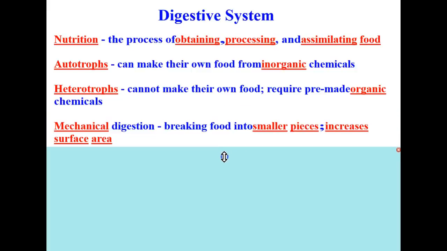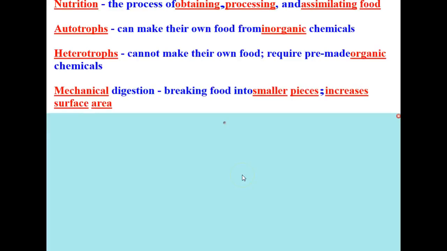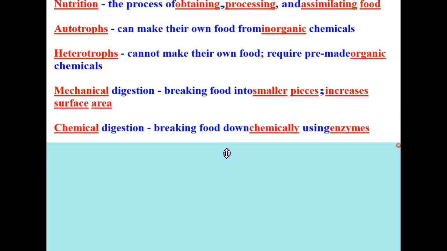And then we have the difference between mechanical digestion, which is breaking food into smaller pieces. What this does is increases the surface area of those pieces, which means they can be more easily digested. And mechanical digestion typically takes place in the mouth. And then there's chemical digestion, which is breaking down the food chemically using enzymes. There is a tiny bit of chemical digestion that takes place in the mouth, but most of it takes place in the stomach and small intestines.